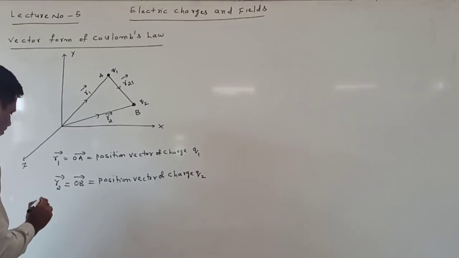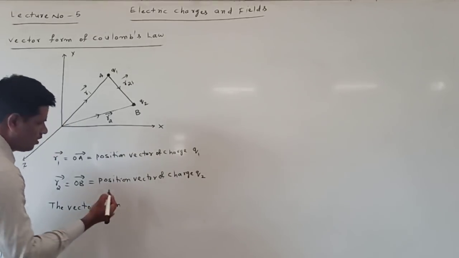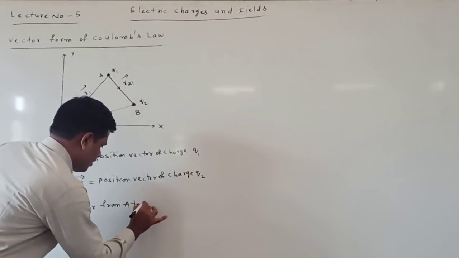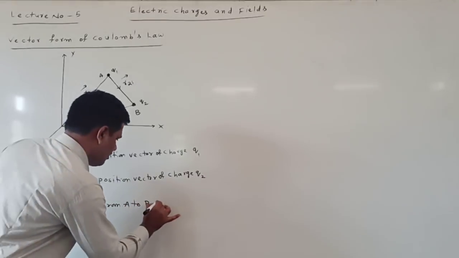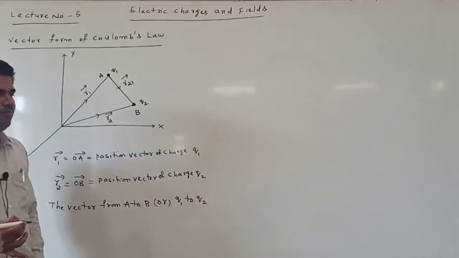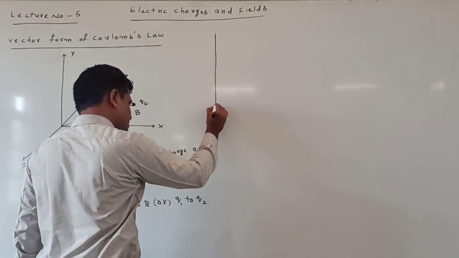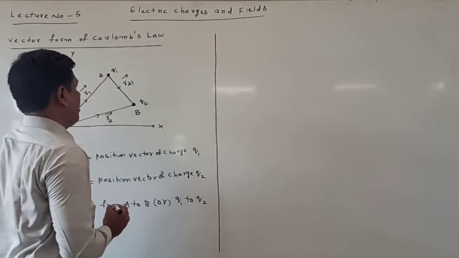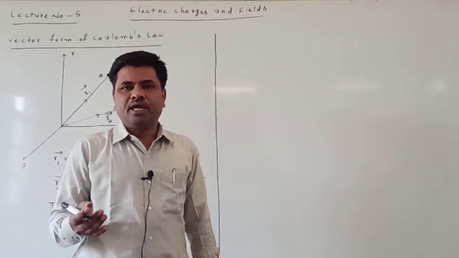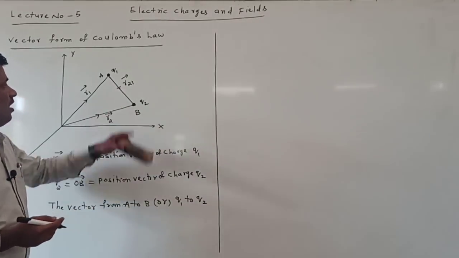Next I write the vector from A to B, that is, from charge q1 to charge q2. That vector I want to find is called r21 bar. That is the vector from A to B, or from q1 to q2, taken as r21 bar.